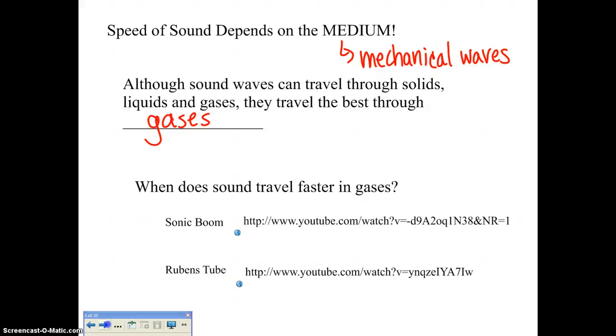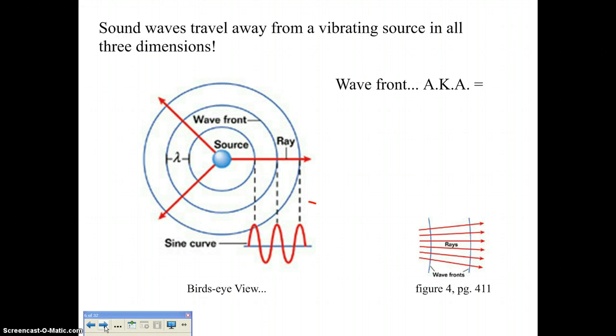So, 2 videos I'd like you to take a moment and watch are when does sound travel faster in gases? This one is totally cool. It's a Rubens tube experiment that you will never try to build on your own. Okay, never ever try to build it on your own. Just watch the video. The sonic boom is awesome because it actually shows you graphs of the compression of air when a fighter jet, I believe, is what they use throughout that video.